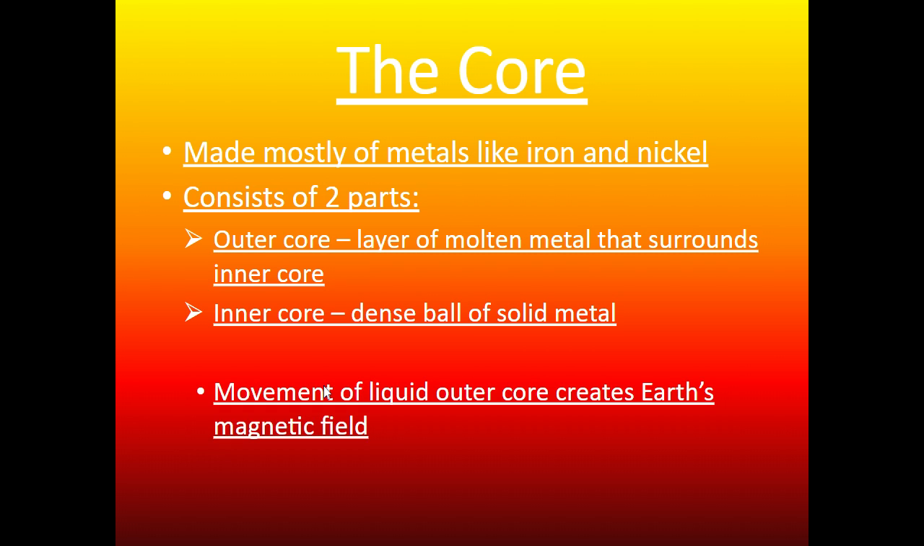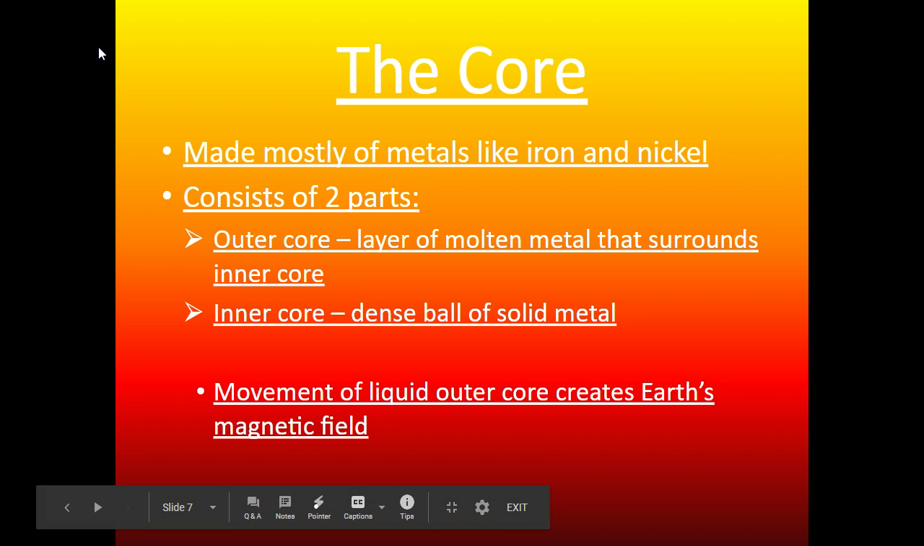The core is made of iron and nickel. Your outer core is molten and surrounds the inner core. As the motion in the outer core goes around the solid dense ball of your inner core, it is what creates the magnetic field of the Earth. Like I said, about every 200,000 years, you see this change in the Earth's magnetic field. It's because the rotation of the outer core will change about every 200,000 years.